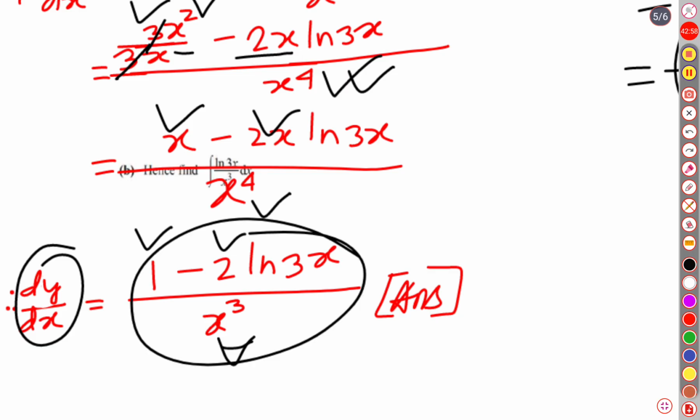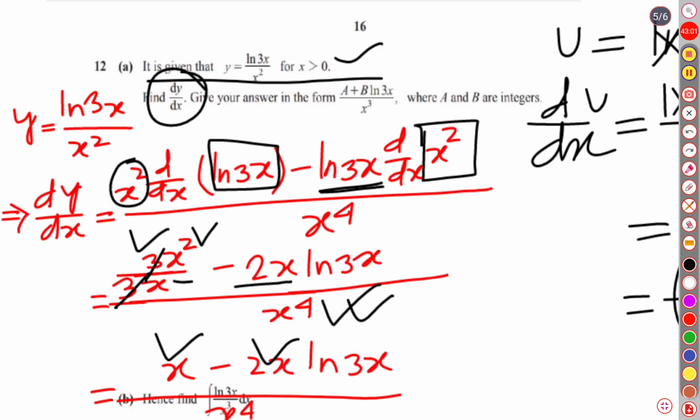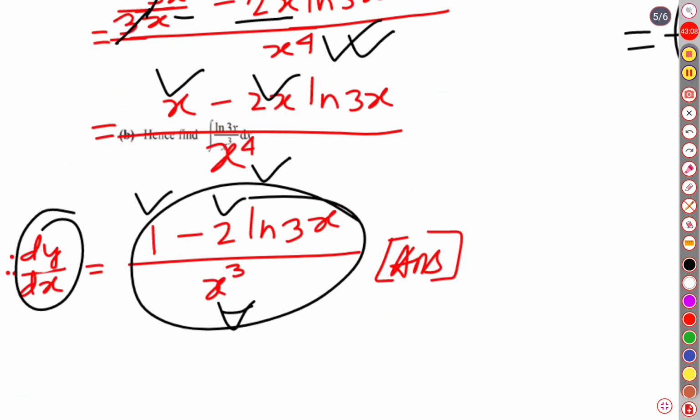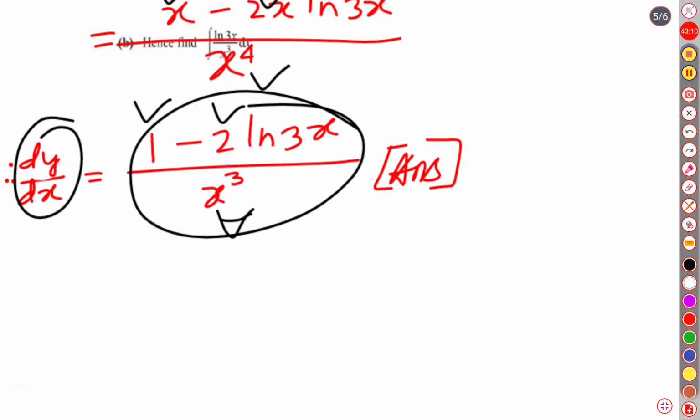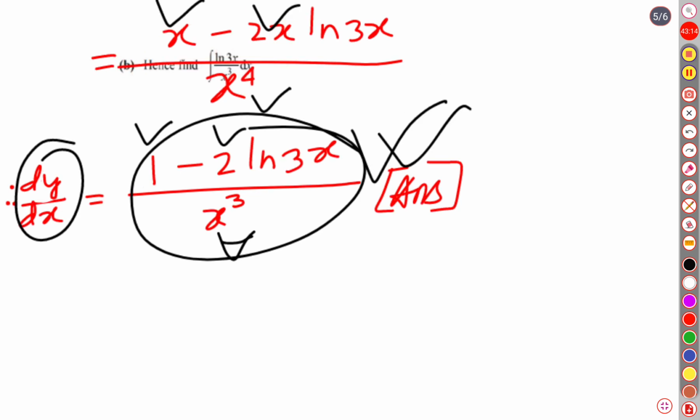And they have told us to find dy over dx, and we have got that dy over dx is this. So that is our answer. Let's start the next solution.